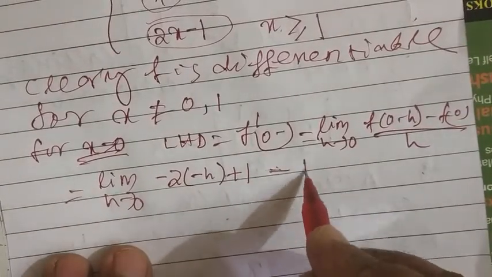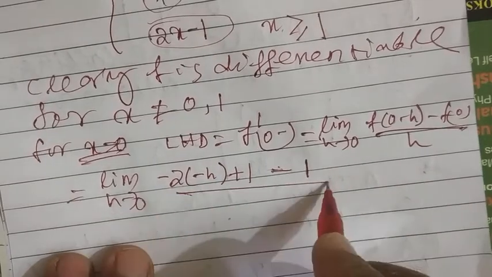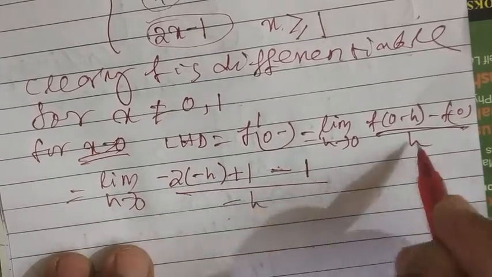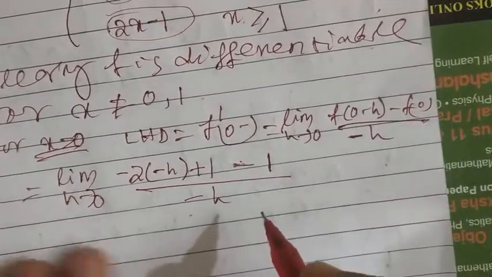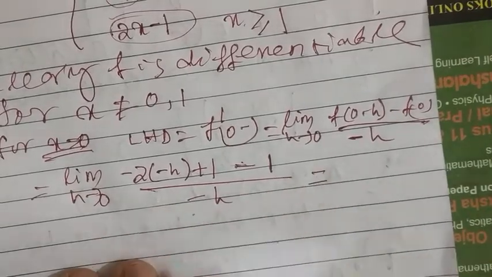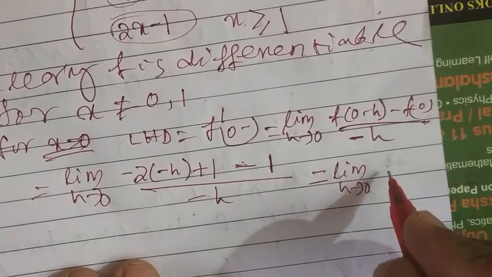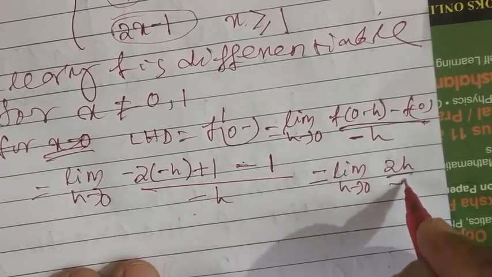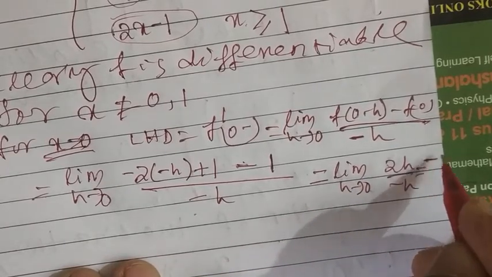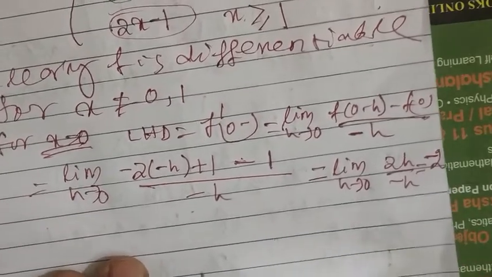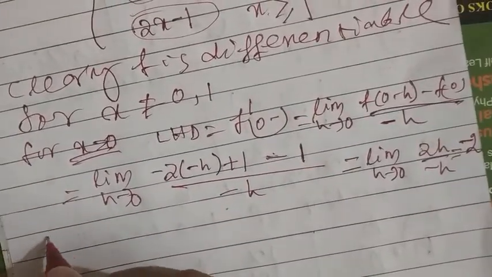f of 0 is 1 by minus h. This one is minus h. So what we got? Limit h tends to 0, 1, 1 cancelled, 2h by minus h. The result is minus 2. Okay. And what is RHD?